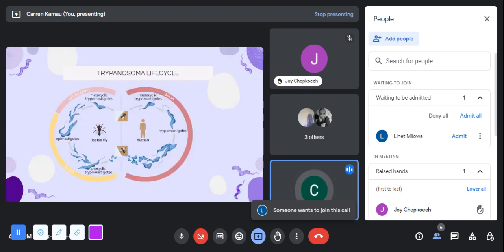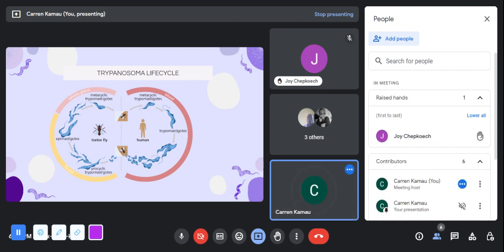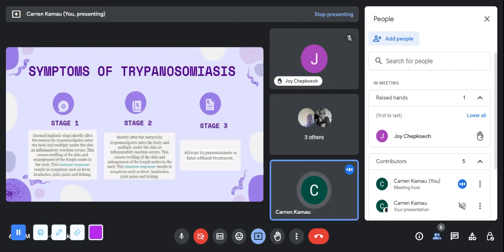The trypanosoma life cycle: we have how it is transmitted through the blood. The trypanosomes go through the blood, as you can see on my screen. In the fly, we have metacyclic trypomastigotes. They then develop to trypomastigotes, then back to the fly as the fly sucks blood. Then we have procyclic trypomastigotes, then epimastigotes, and lastly metacyclic trypomastigotes. That is the life cycle.